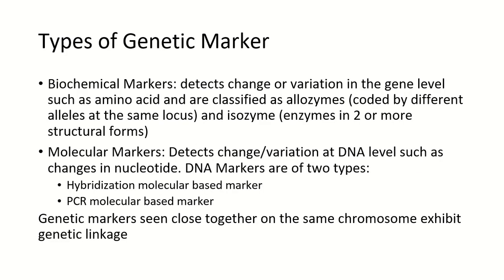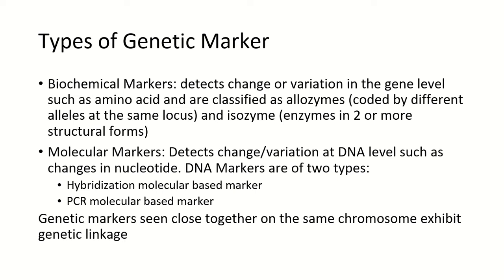The various types of genetic markers are: first is biochemical markers. These markers detect changes at the gene level, such as in amino acids. So, we all know amino acids form proteins and then the chain goes on. These biomarkers are classified as allozymes or isozymes. Allozymes are coded by different alleles at the same locus, whereas isozymes perform the same enzyme function but have different structure. So biochemical markers detect variation at gene level.